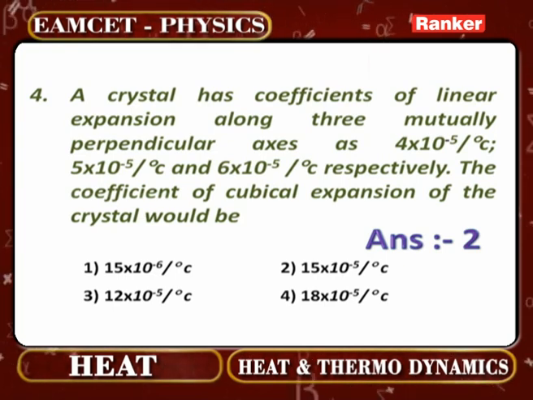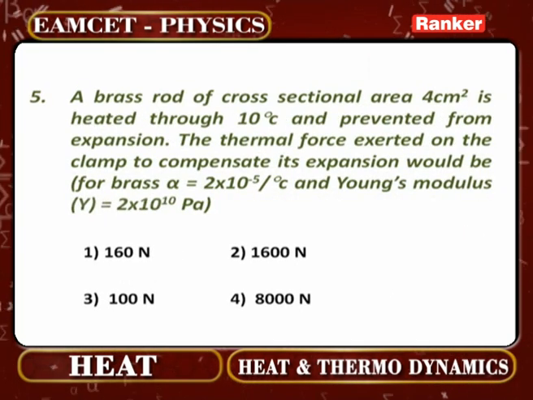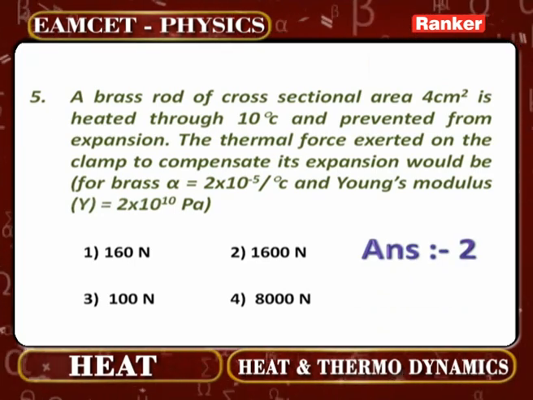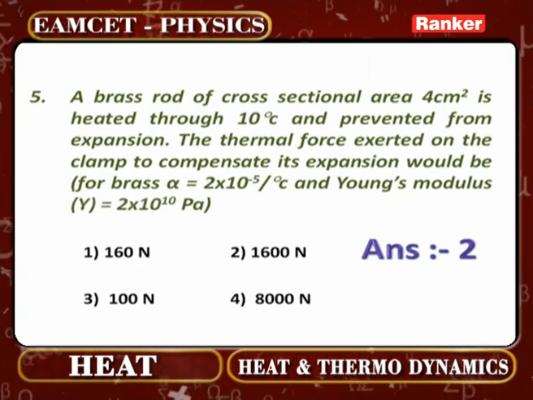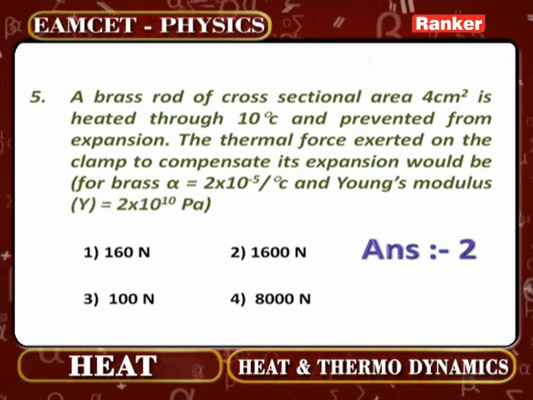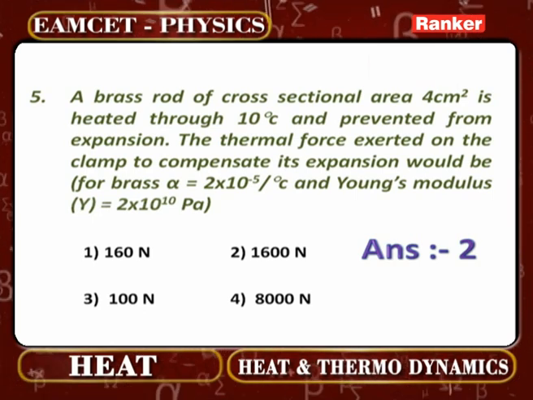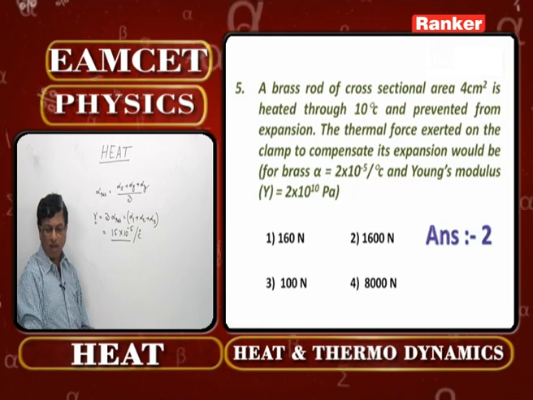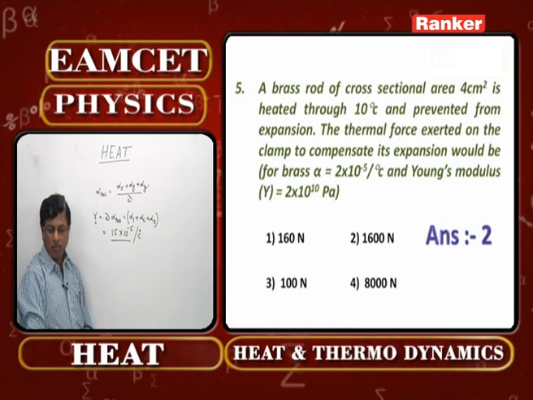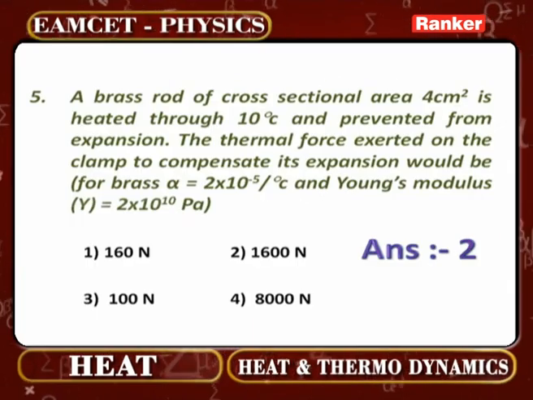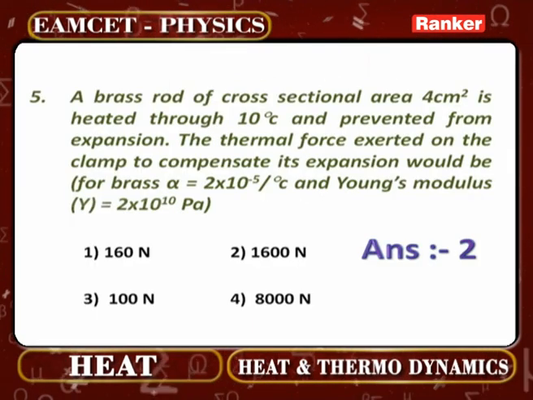Let us check the next question. Question number 5. A brass rod of cross-sectional area 4 centimeter square is heated through 10 degrees centigrade and prevented from expansion. The thermal force exerted on the clamp to compensate its expansion would be how much? For brass, alpha is given as 2 into 10 power minus 5 per degree centigrade and Young's modulus Y is given as 2 into 10 power 10 Pascal.